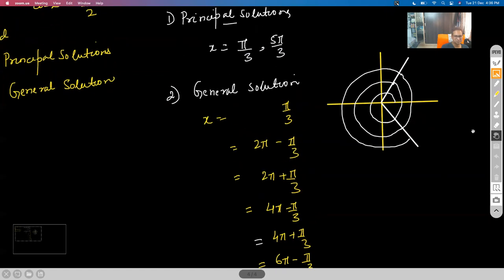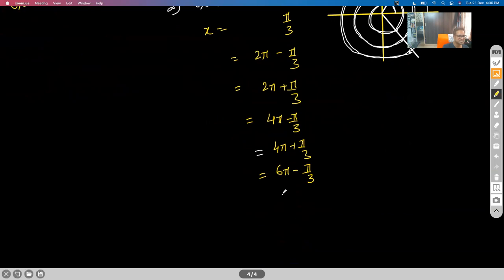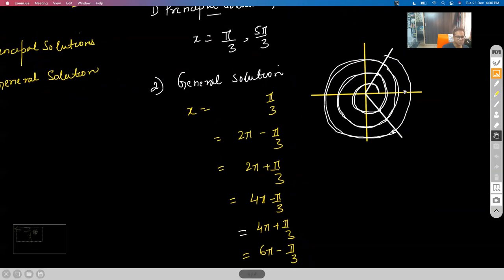See, Arya, please understand from the beginning. This is pi by 3. Then this position is 2 pi minus pi by 3. Then this position is 2 pi plus pi by 3. Then again, this position is 4 pi minus pi by 3. Then 4 pi plus pi by 3. Then 6 pi minus pi by 3. Now, tell me the next one. 6 pi plus pi by 3. Arya, you have to come to this position, not to the 8 pi position.